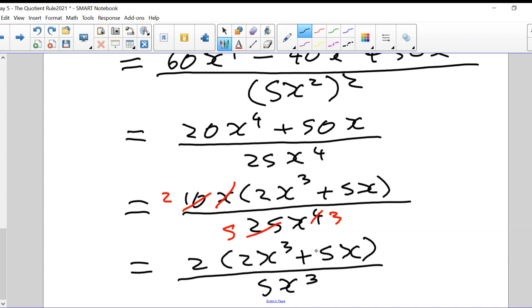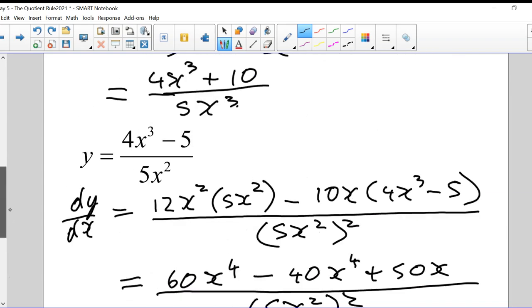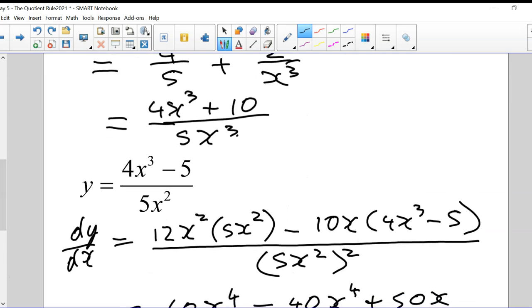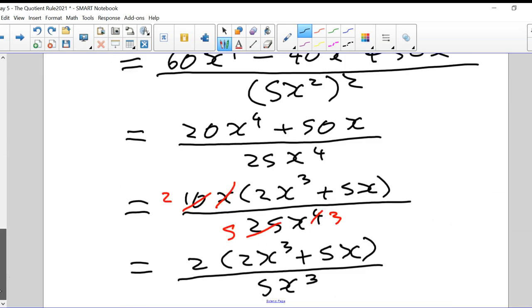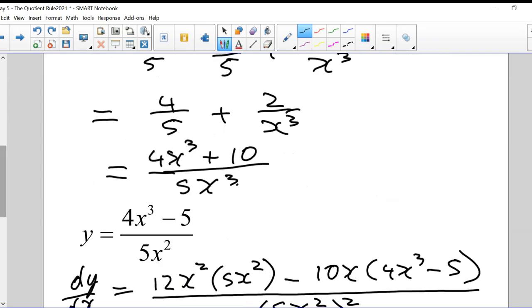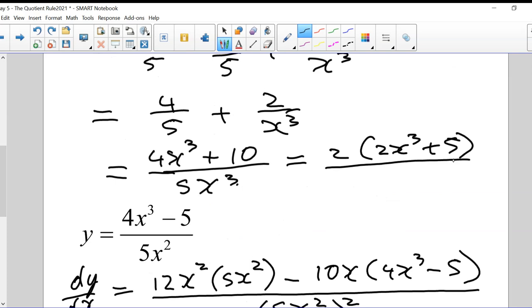Let me just make sure. 2 times 2x cubed plus 5x. Okay, what did we have before? We had 4x cubed plus 10 over 5x cubed. I think that's the same answer. It's just that we didn't factor out the 2 up here that we could have. In fact, let's just do that right now. So 2 into 2x cubed plus 5 over 5x cubed.